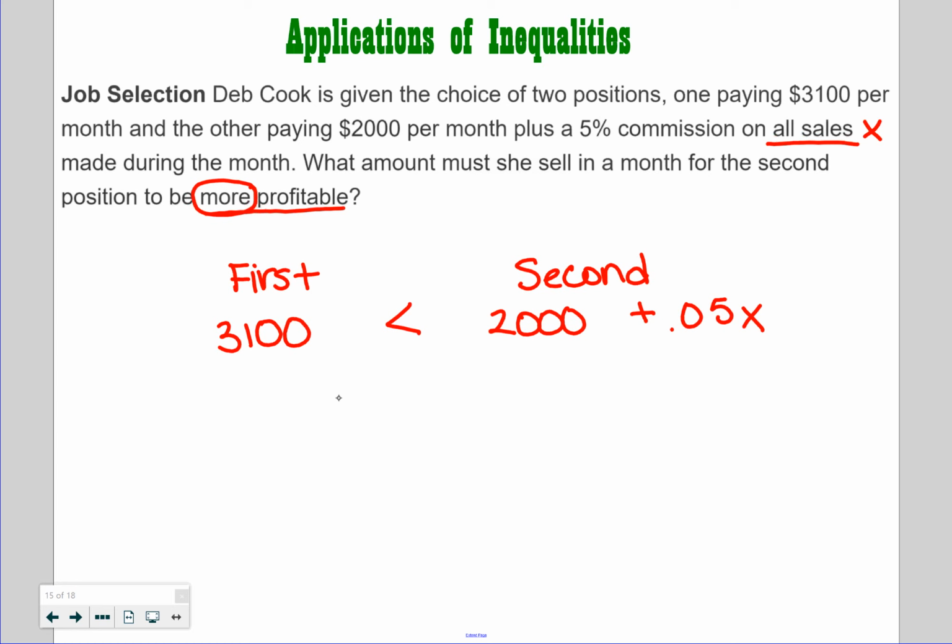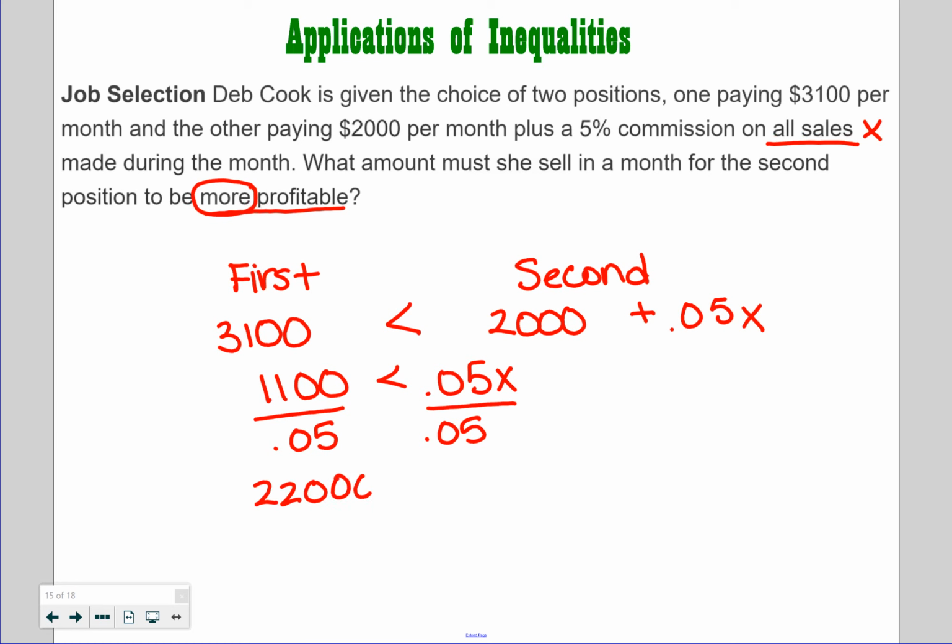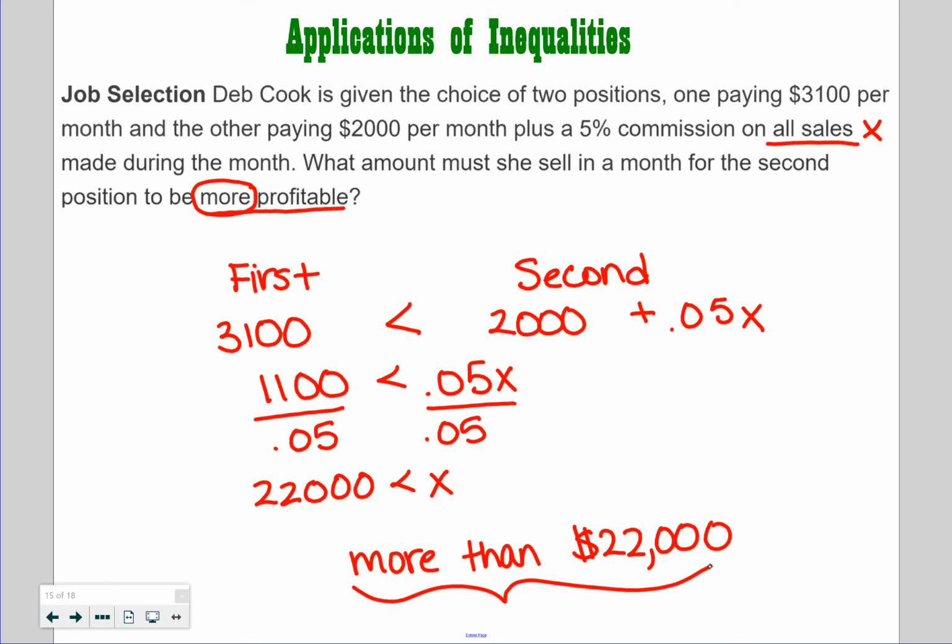From here to solve, I'm going to subtract 2,000. That gives me 1,100 less than 0.05x, and then I'll divide both sides by 0.05. So 1,100 divided by 0.05 gives me 22,000 is less than x. So that tells me that she needs to sell more than $22,000 to make the second position more profitable than the first.